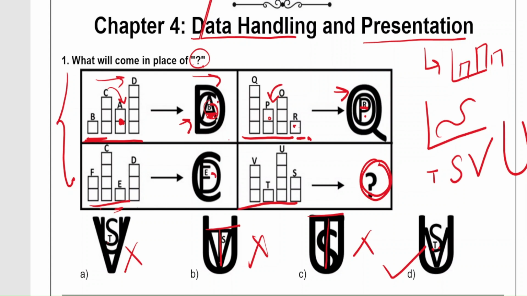As we followed the complete steps of data handling, the first was to identify the problem. We identified the problem that we need to find out the question mark. We collected the data, which was already given to us. Then we organized the data, which was already given to us in a block format. Then we presented it in a pictograph like this, which was already given to us. Then we tried to analyze, and we identified the pattern here. After identifying the pattern, or the data analysis, we tried to solve our problem, which is to find out the question mark.